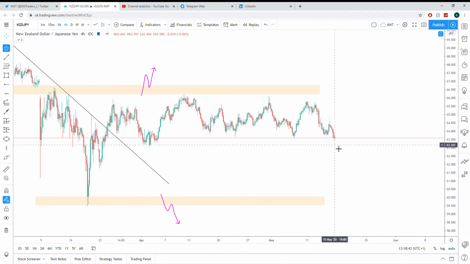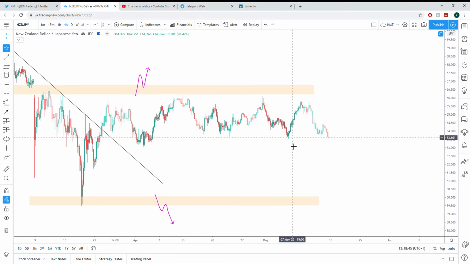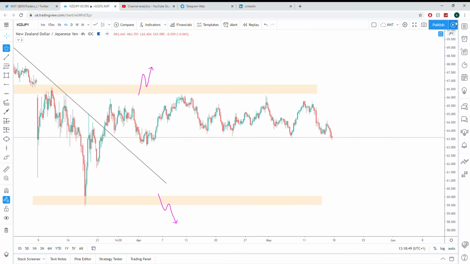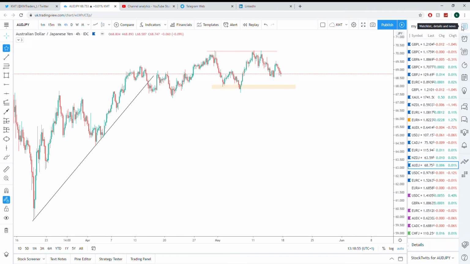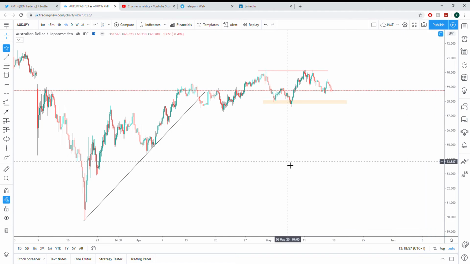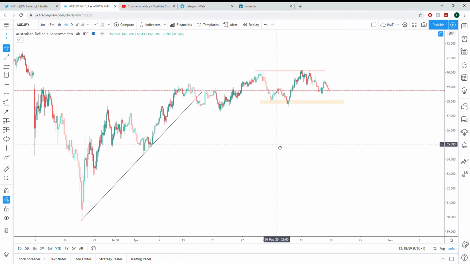Again, as you can see, there's so much noise in between. There's no actual trending market here. So that's the key thing about trend trading: you want to get in on the actual trending markets as opposed to the range.